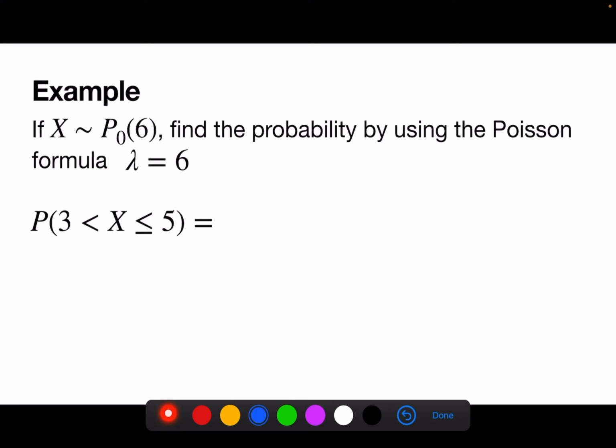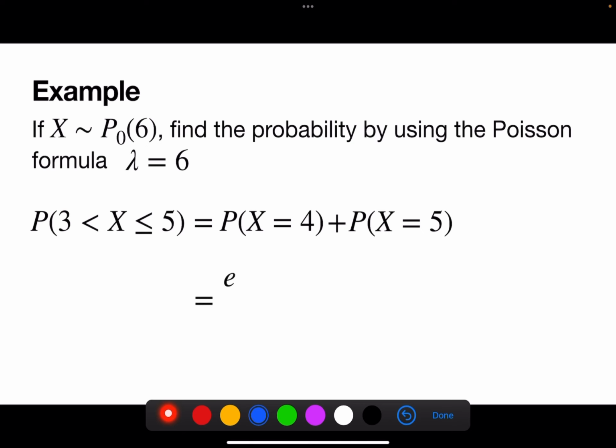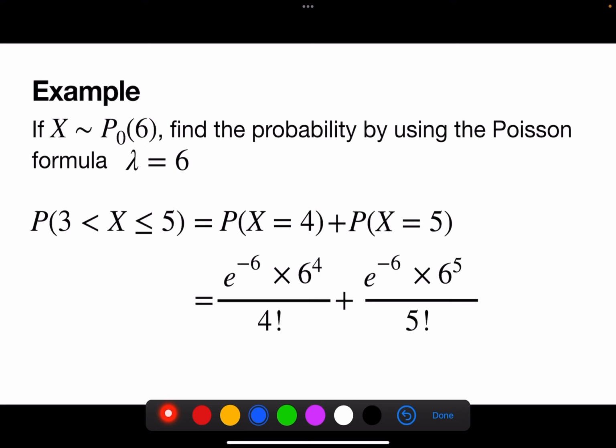Probability x is greater than or equal to 3 and x less than or equal to 5. 3 is not included, okay? So what we want is x equals 4 and x equals 5. So substitute into the formula: e to the power -6 times 6 to the power 4 divided by 4 factorial, plus e to the power -6 times 6 to the power 5 divided by 5 factorial.